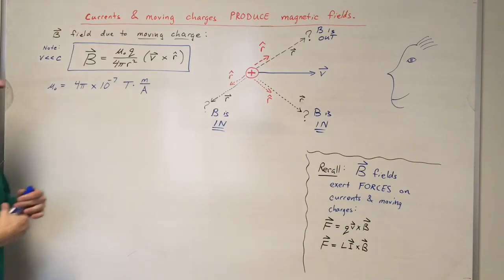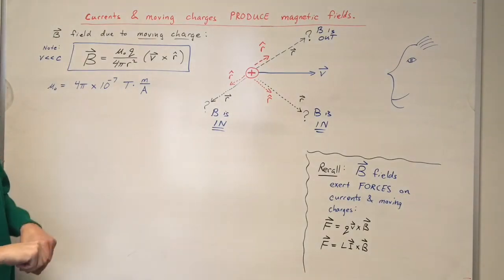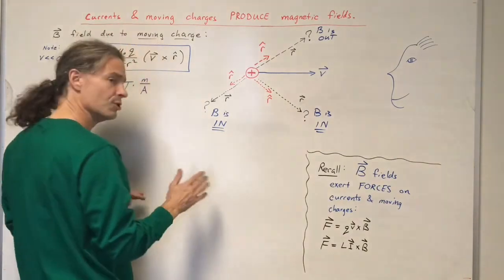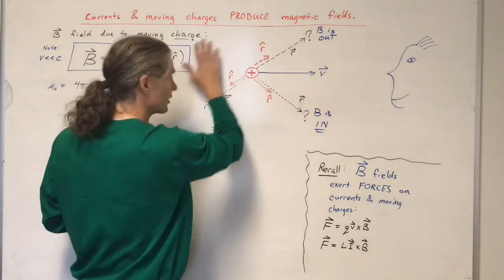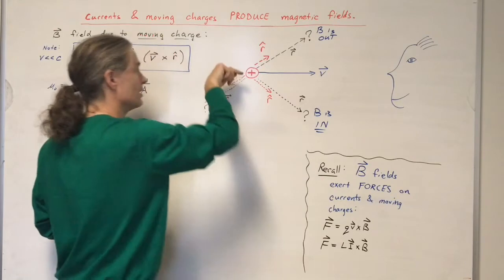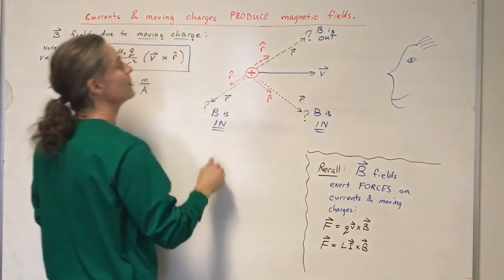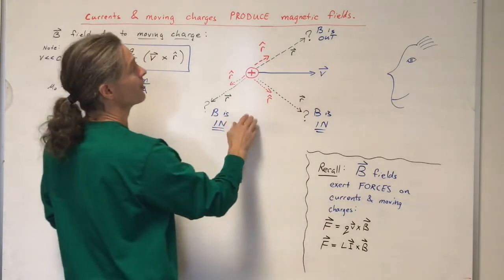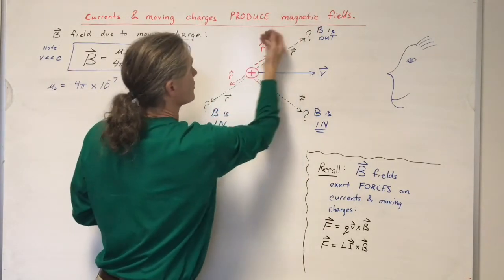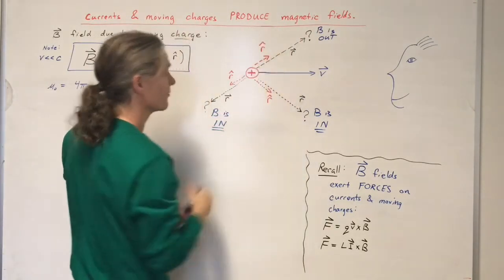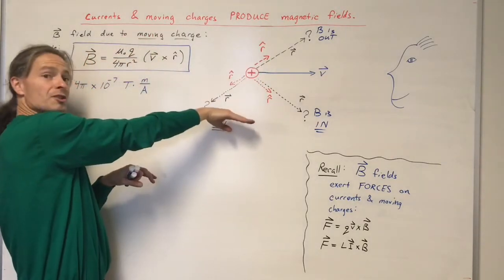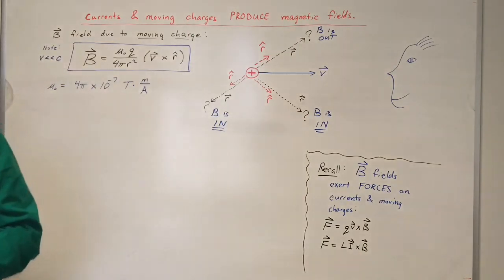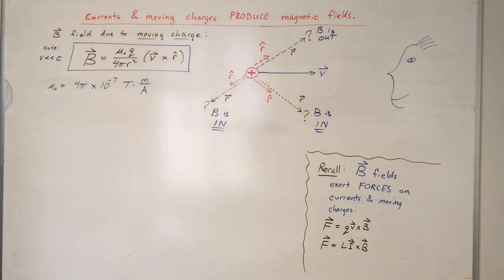Okay. Now, let's look at those directions. Let's sort of summarize them. It turns out, and you can work this out for yourself, if we look at the plane of the board right here, I've got a positive charge moving to the right. Anywhere above the charge, the magnetic field will be out of the board. Anywhere below the charge in the plane of the board, the magnetic field will be into the board. So we can sort of generalize that.